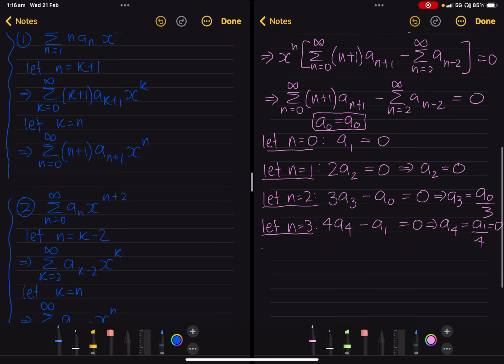So let's do a few more of these because we're not getting much out of this. So sometimes you'll get terms straight away and it will become obvious whatever series you're after. Sometimes you will not get terms straight away and it will be much more complicated.